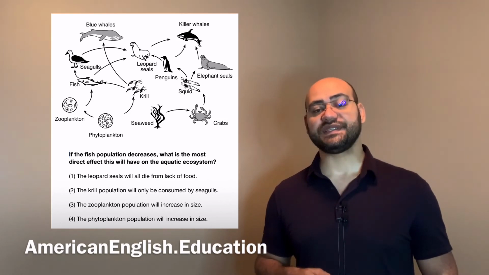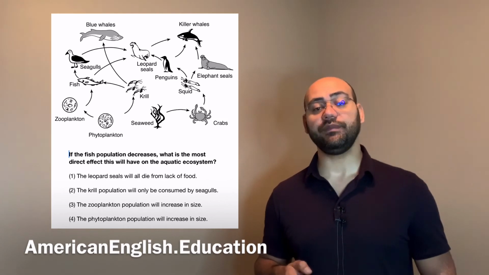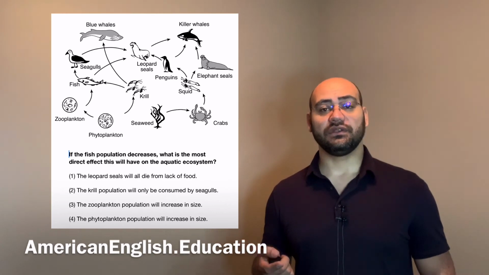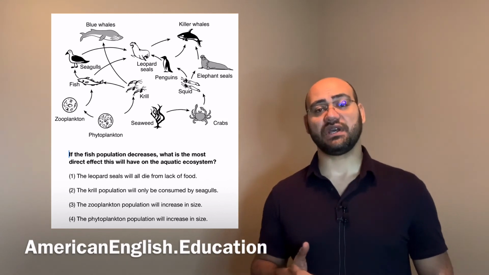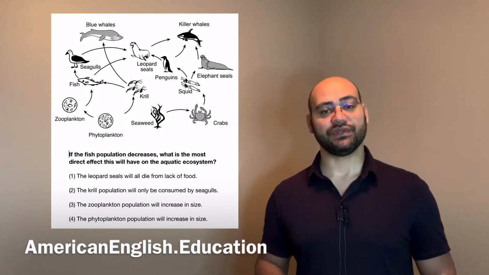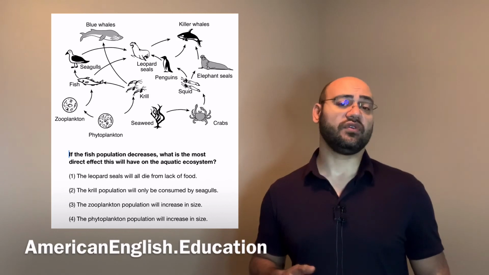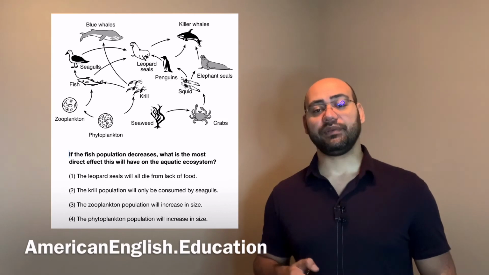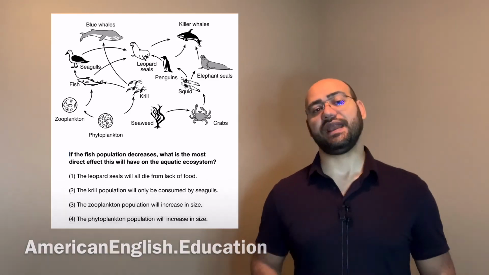Number 1, the leopard seals will all die from lack of food. Irrelevant, we don't need to know that. 2, the krill population will only be consumed by seagulls. Well, the krill population to begin with was consumed by fish as well as blue whales. So if fish is gone, blue whales will continue eating it. Number 2 is incorrect. 3, the zooplankton population will increase in size. If no one is eating it, of course it will increase in size. Number 3 is your right answer. Number 4, the phytoplankton population will increase in size. Maybe, but it's irrelevant. We don't need to know that. Number 3 is the right answer.